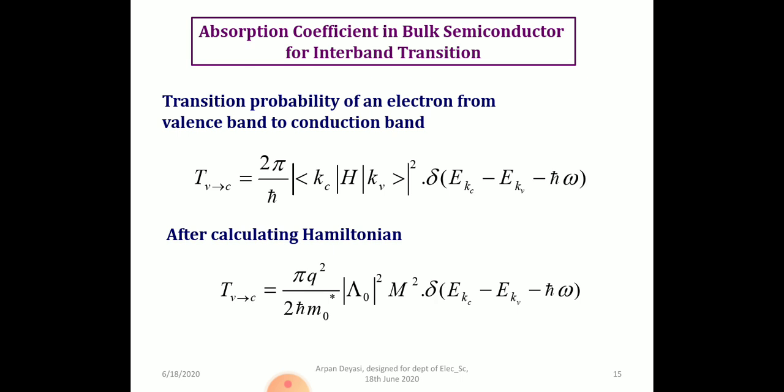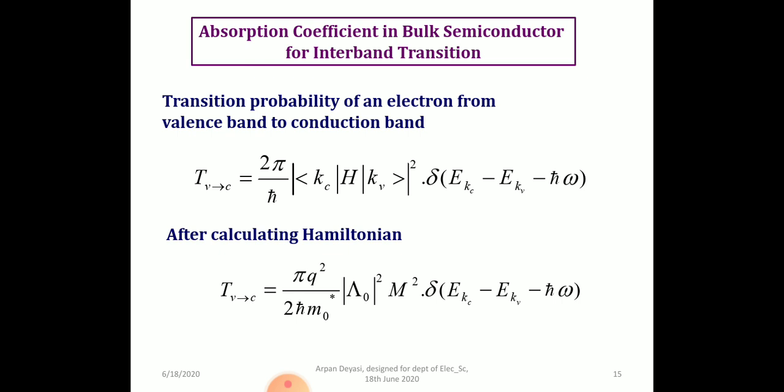It's very significant from now on. You are transferring the electron from valence to conduction. Naturally you are making a transfer from the valence band wave vector to the conduction band wave vector. That's the difference, and it is of the order of h cross omega. So naturally when h cross omega equals E kc minus E kv, the delta function will become 1, and you will get the transition probability, and that comes from the Feynman diagram.